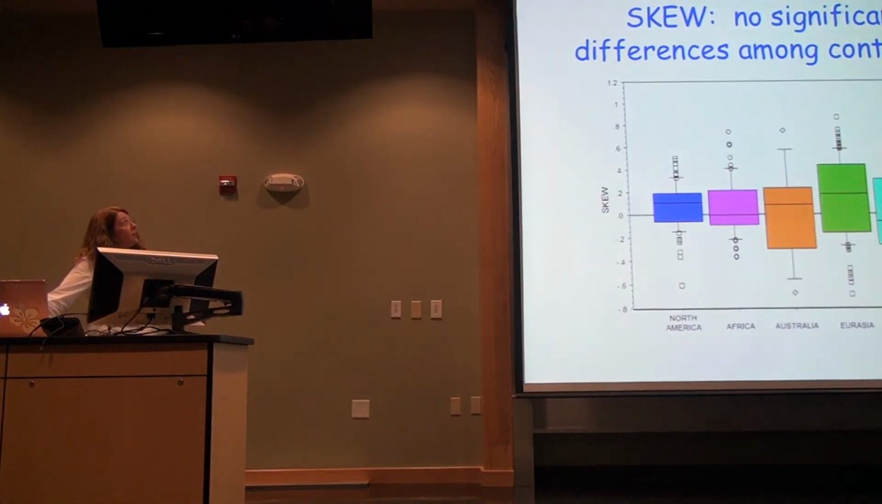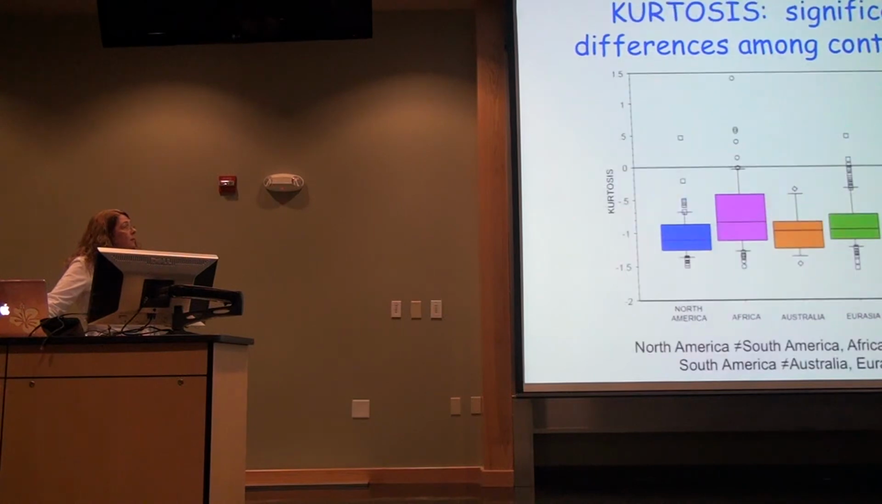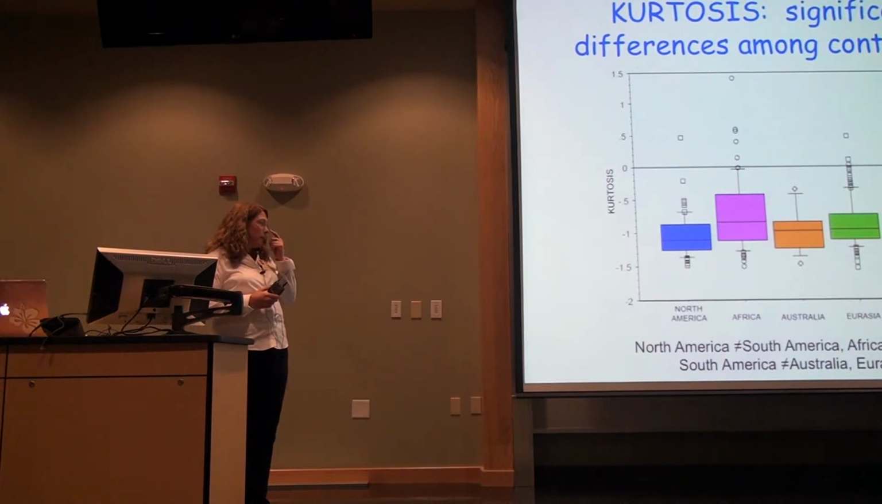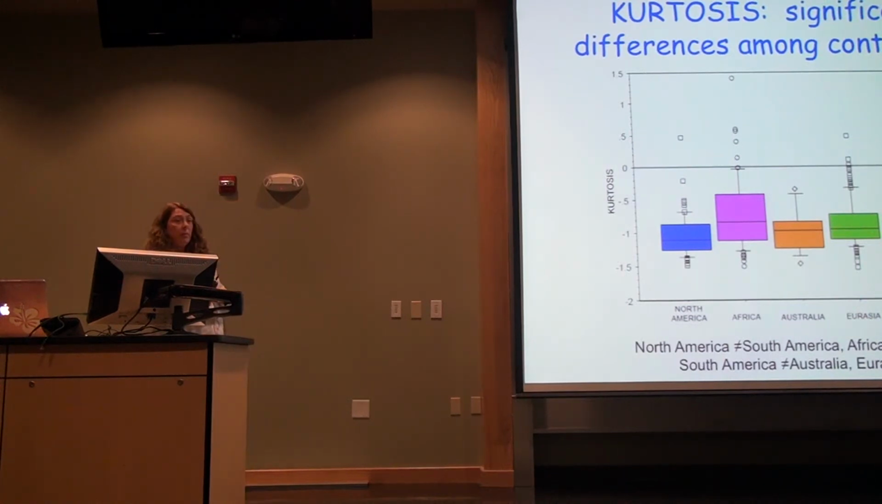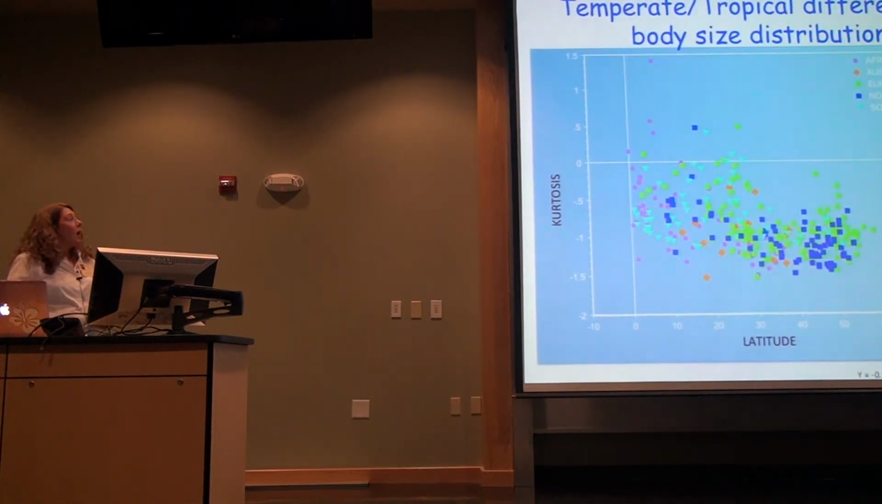There's no significant differences in the skew among the different continents, but there are significant differences again in kurtosis. And in this case, North America is significantly different from the other continents. And again, South America is significantly different from Australia and Eurasia. And what this really seems to be is, again, there's a latitudinal gradient in the shapes of these distributions.